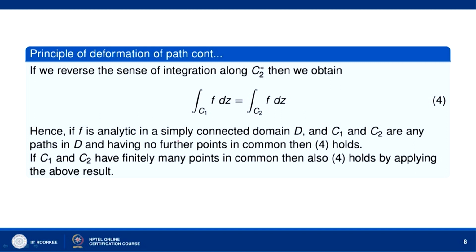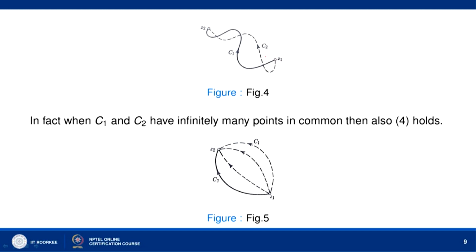Now, hence if f(z) is analytic in a simply connected domain D and C1, C2 are any two paths in D which have no further points in common, then the integral of f(z) dz over C1 becomes the integral of f(z) dz over C2. Now, if C1 and C2 have finitely many points in common, then also this equation holds. Let us see how we get that. Suppose Z1 and Z2 are joined by the two curves C1 and C2, which have this point and this point in common. So there are finitely many common points. We have to show that the integral along C1 of f(z) dz is equal to the integral along C2 of f(z) dz.